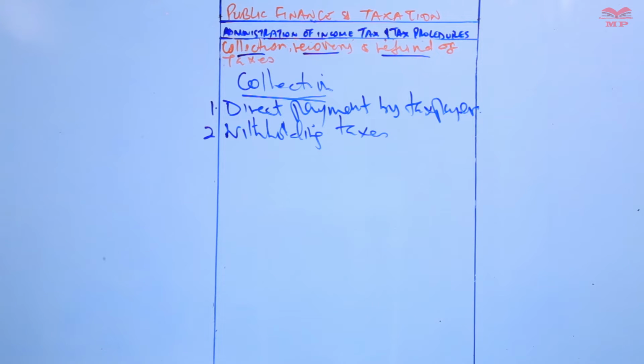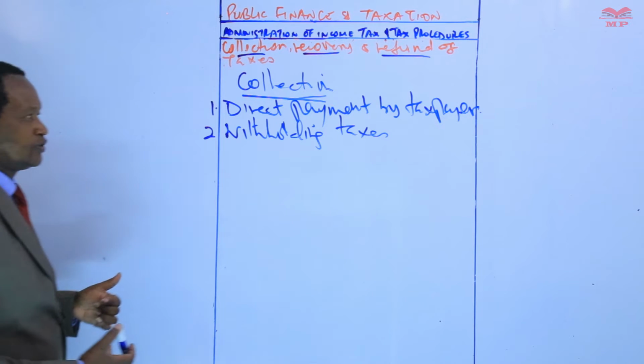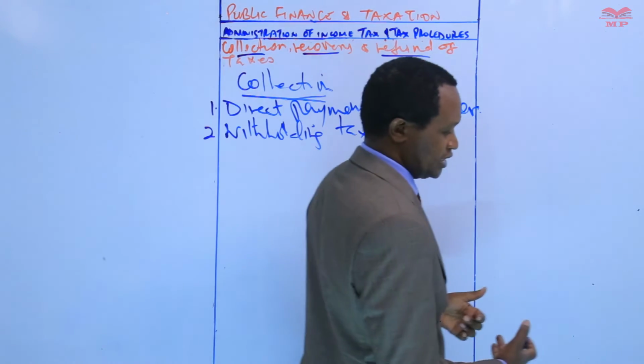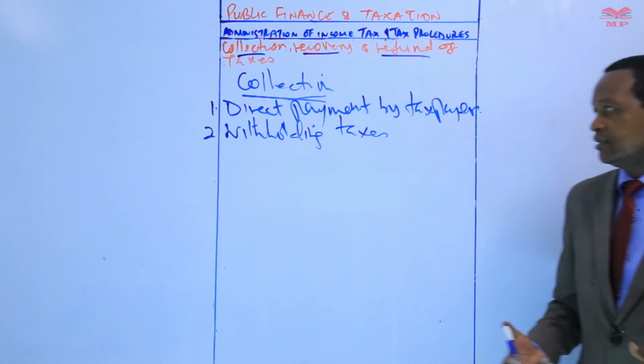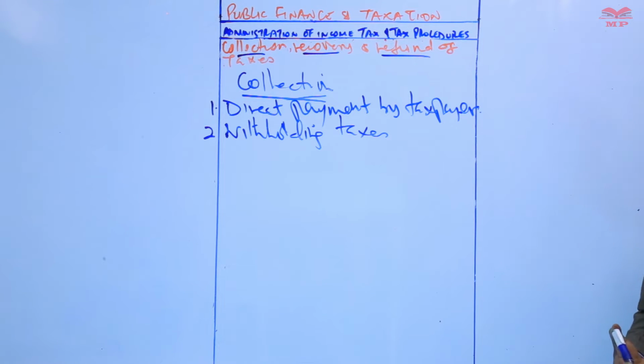The payers of certain types of income, for example, employment income, rent, dividend, interest, professional fees, are required to deduct tax at prescribed rates when making payments and remit the withheld tax to the KRA on behalf of the recipient. So there are certain incomes where, before they are received by the recipients, the payer withholds certain amounts and then remits to the Kenya Revenue Authority.